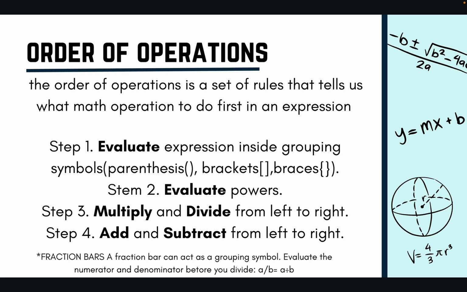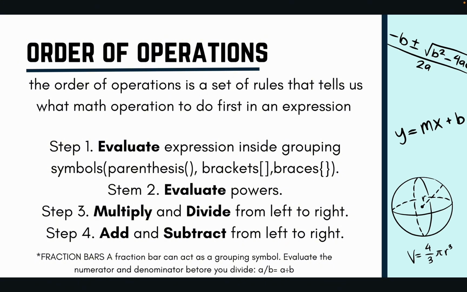Order of operations. It is a set of rules that tells us what math operations to do first in an expression. So in order to evaluate an expression, you should follow the order of operations. Step 1. Evaluate the expression inside grouping symbols. Here, the grouping symbols mean parentheses, brackets, and braces. Any expression appearing within grouping symbols must be evaluated first.